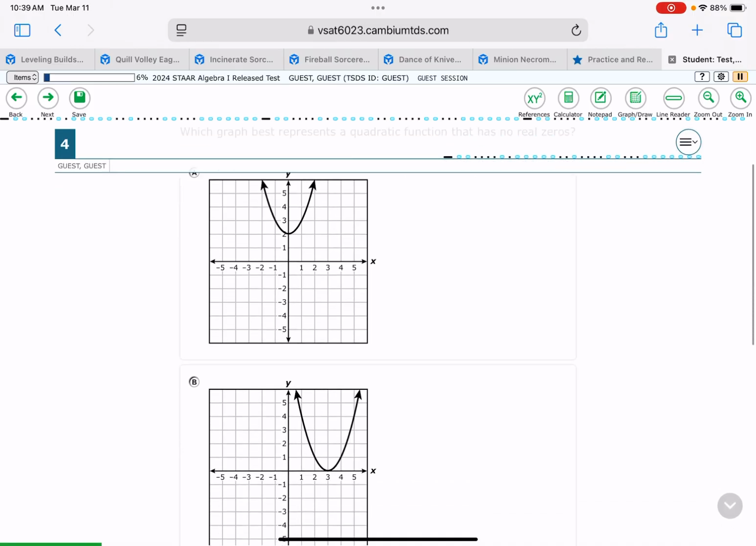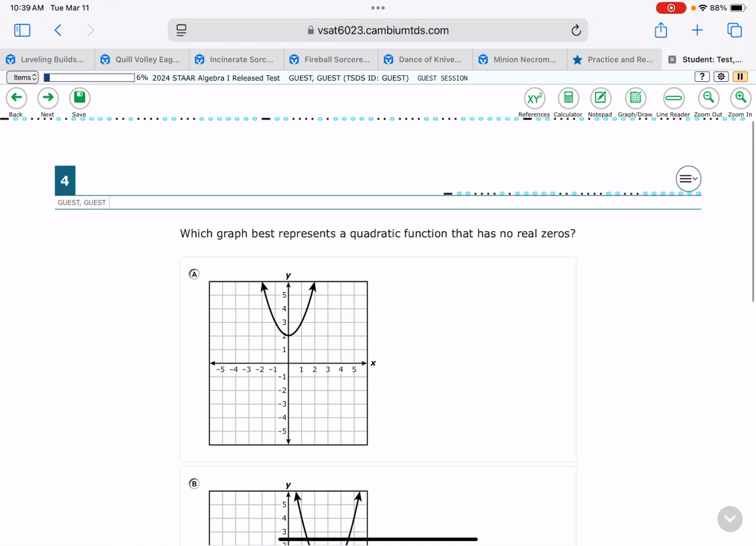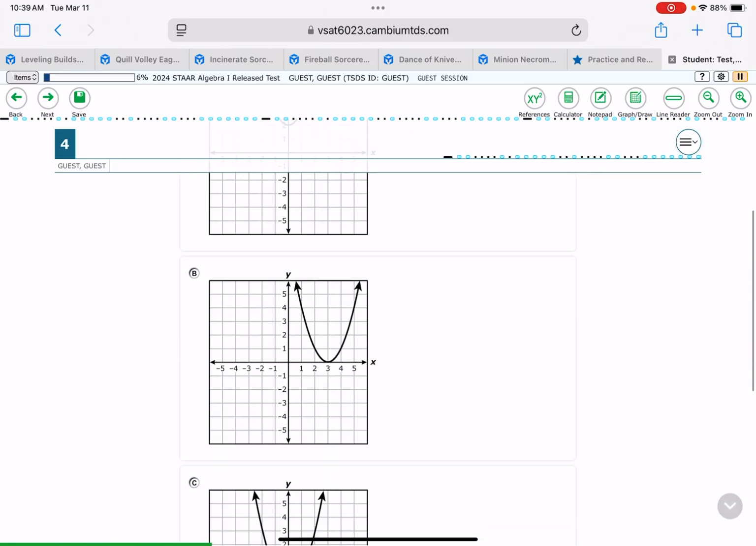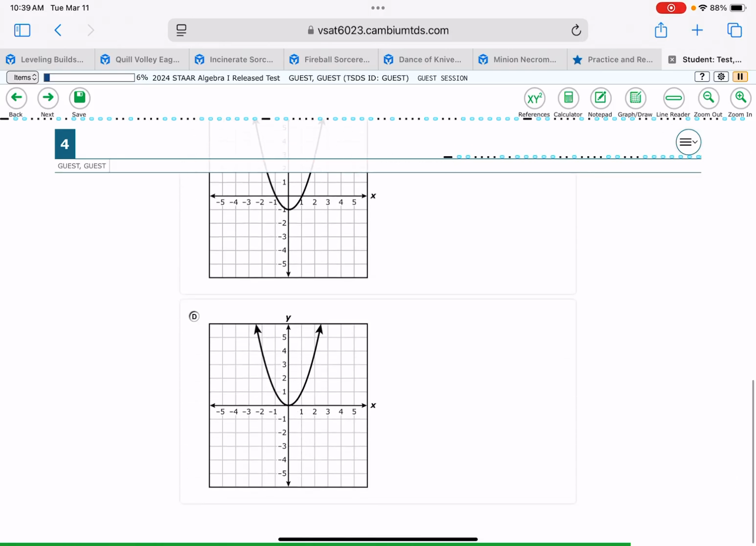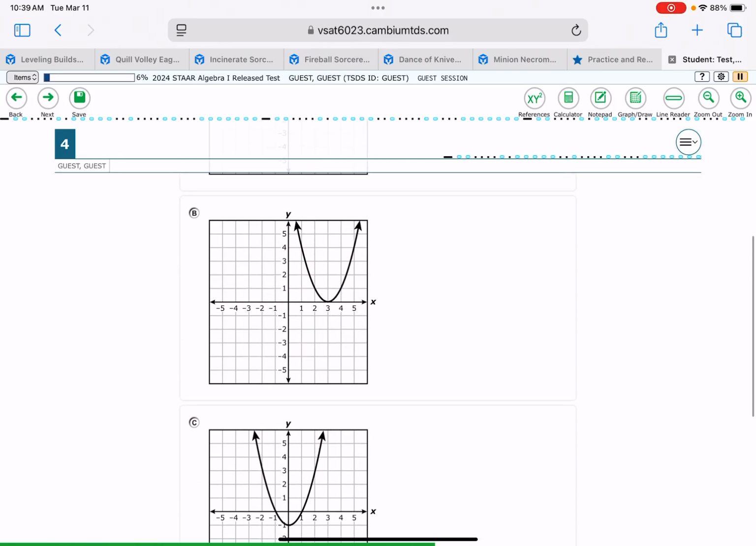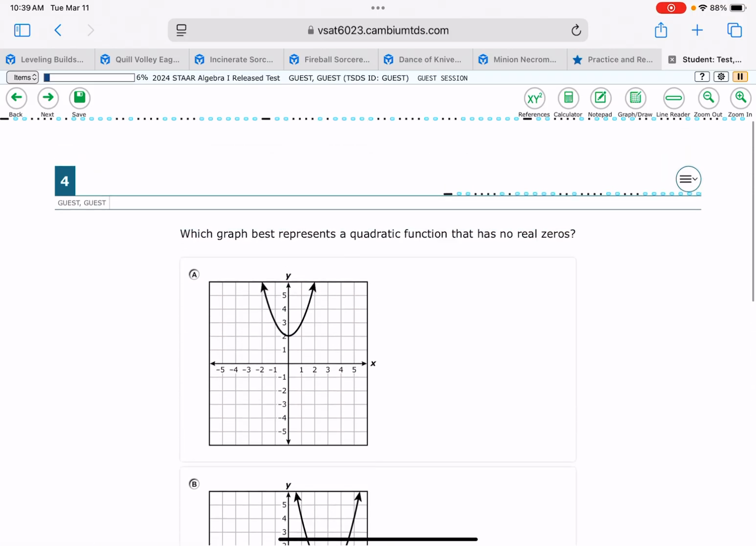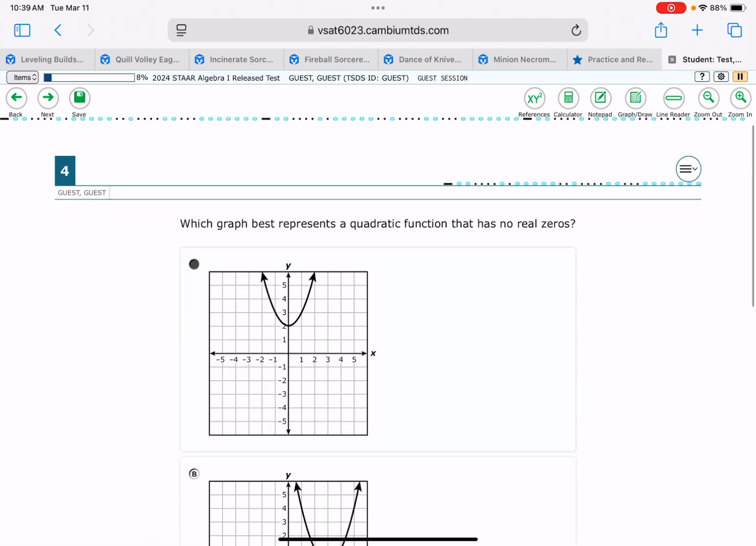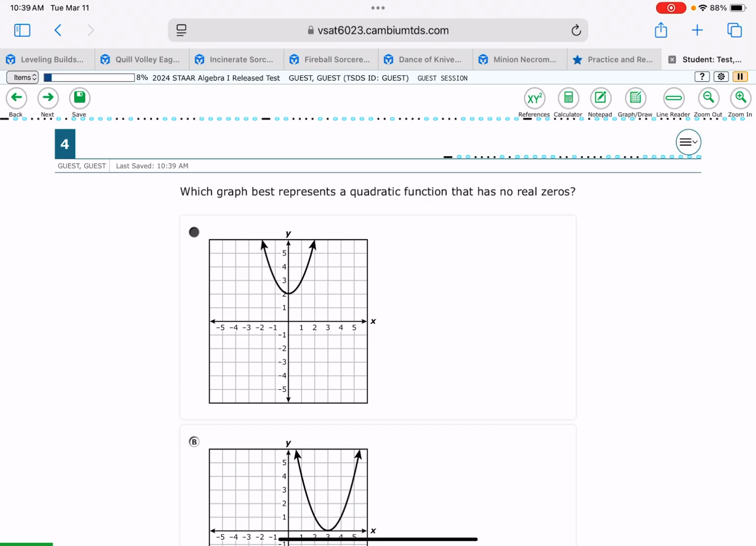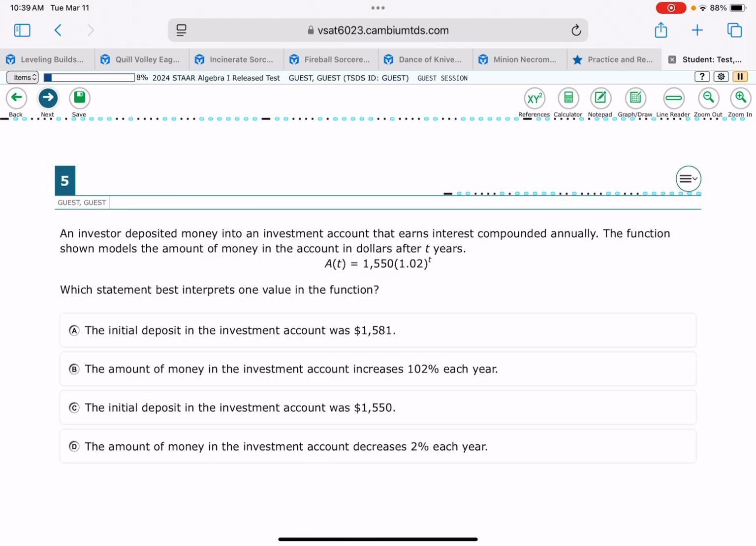This question, I don't have to do any calculations. It says, which graph has no real zeros? So if I look at my answer choices, they all intersect the x-axis except for answer A. And with the quadratic, or really actually with any equation on a graph, if we do not cross the x-axis, we do not have a 0.